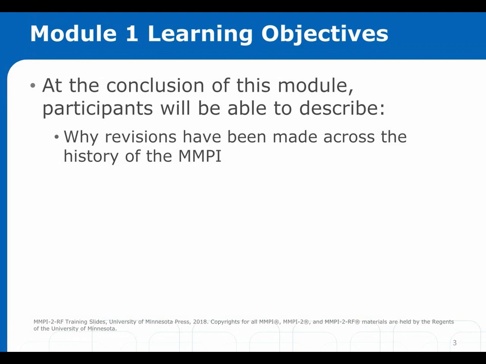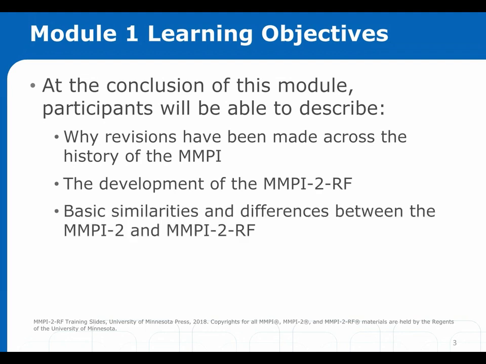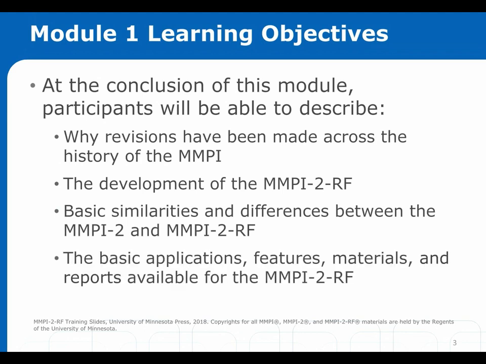At the conclusion of this module, you will have the information needed to address several specific objectives. These include why revisions have been made across the history of the MMPI, the development of the MMPI 2RF, basic similarities and differences between the MMPI 2 and the MMPI 2RF, and the basic applications, features, and materials and reports available for the MMPI 2RF.